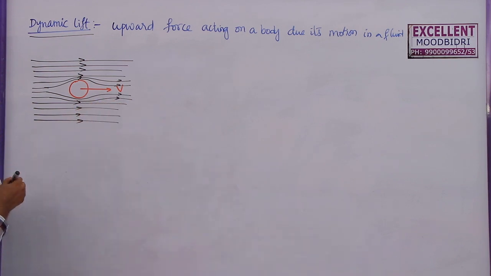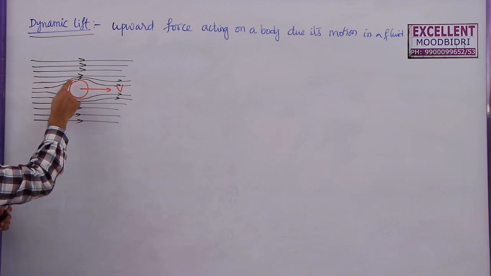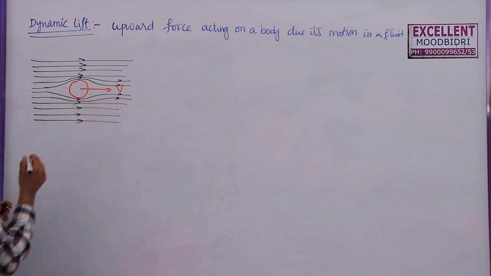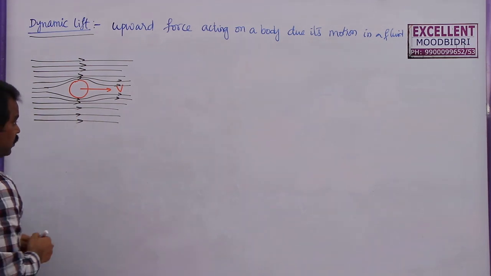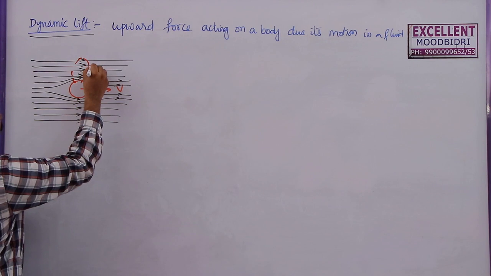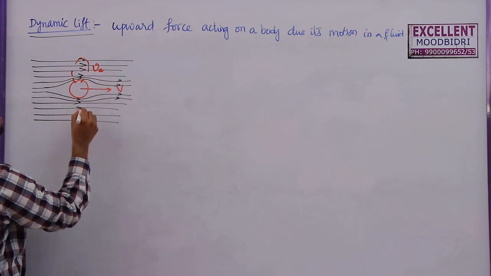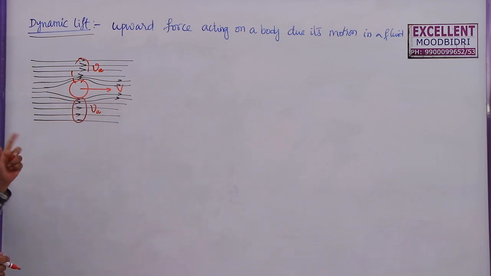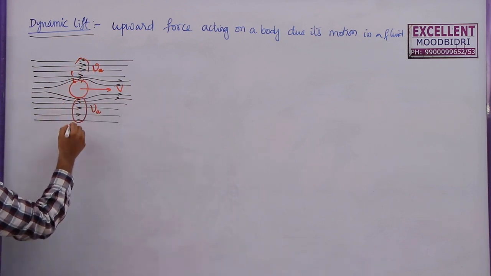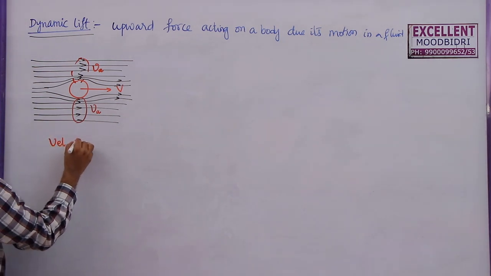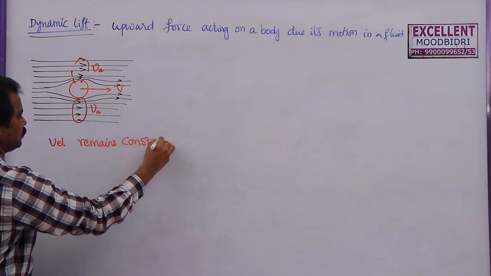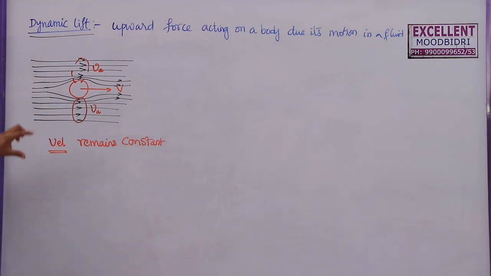So due to this, you can see the pattern of the streamlines of air above the ball is similar to the pattern of the streamlines of air below the ball. Here the velocity is, let us say, V air. The velocity of these streamlines also will become V air. So velocity remains the same on the top of the ball as well as the bottom of the ball. So velocity remains constant.